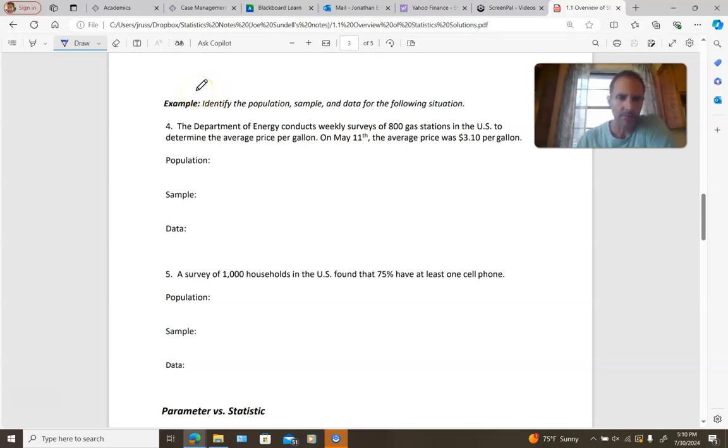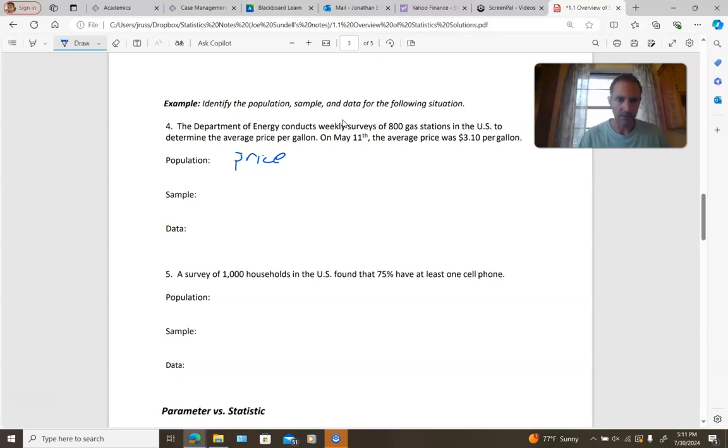So let's look at this example. It says identify the population, the sample, and data for the following situation. Okay, so number 4, the Department of Energy conducts weekly surveys of 800 gas stations in the U.S. to determine the average price per gallon. On May 11th, the average price was $3.10 per gallon. So that's actually about what it is right now, at the time of this recording. All right, so the population, guys, it would be the price per gallon of all gas stations in the U.S., okay?